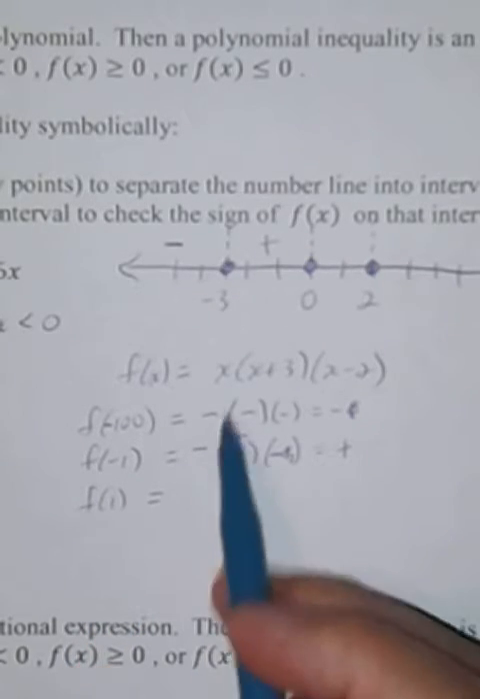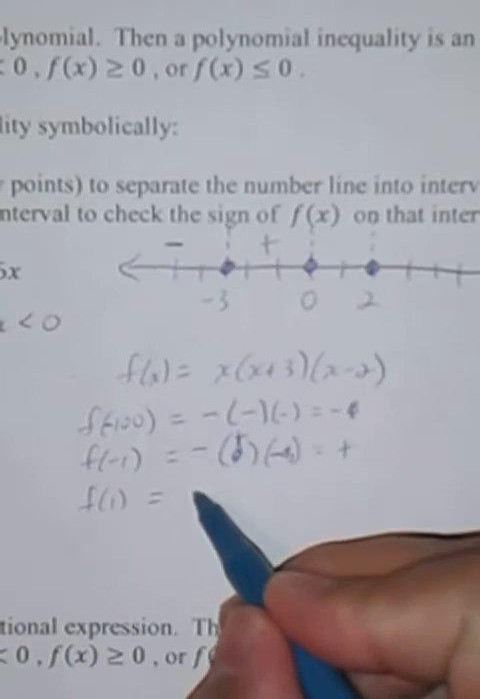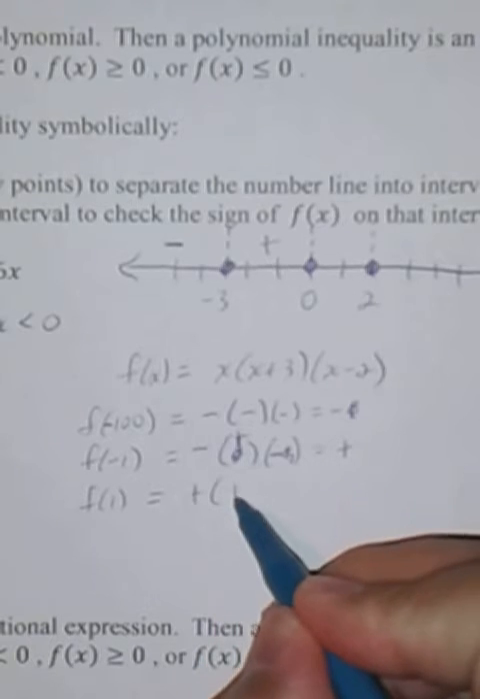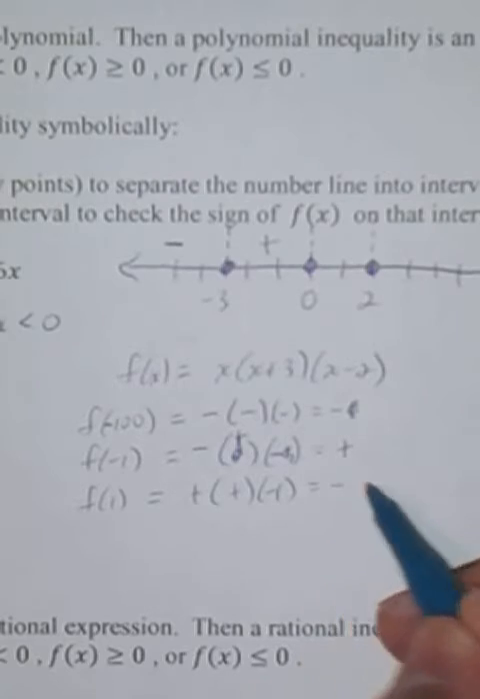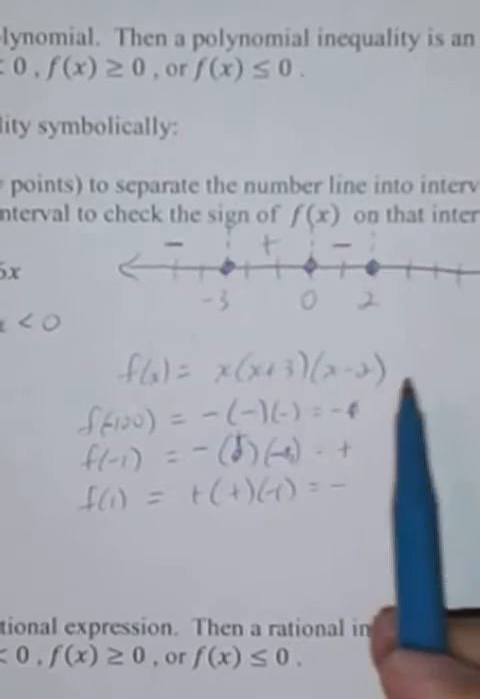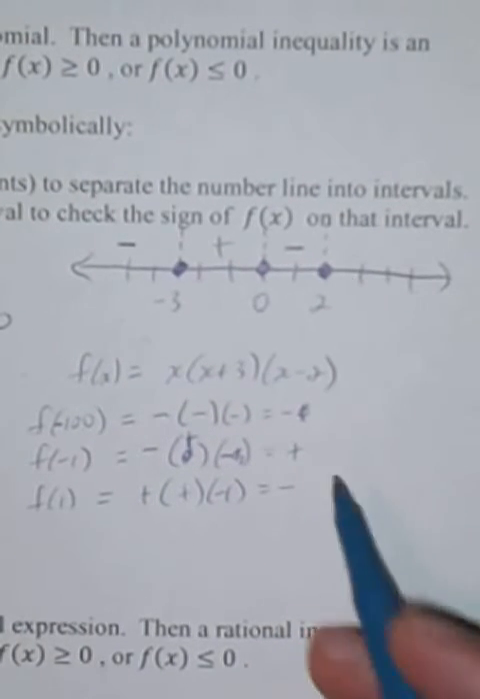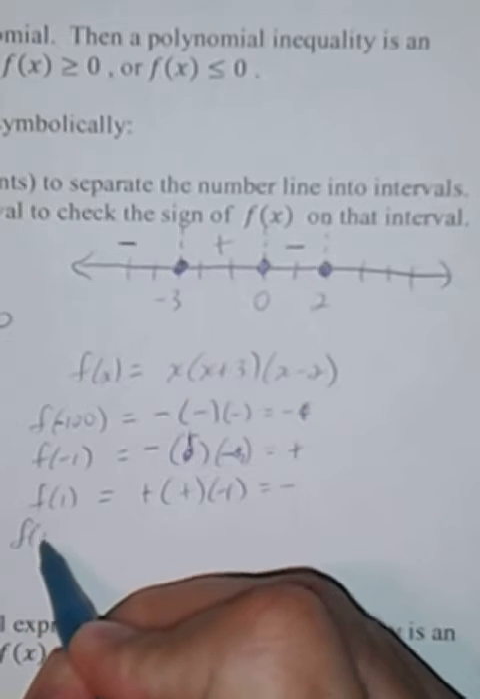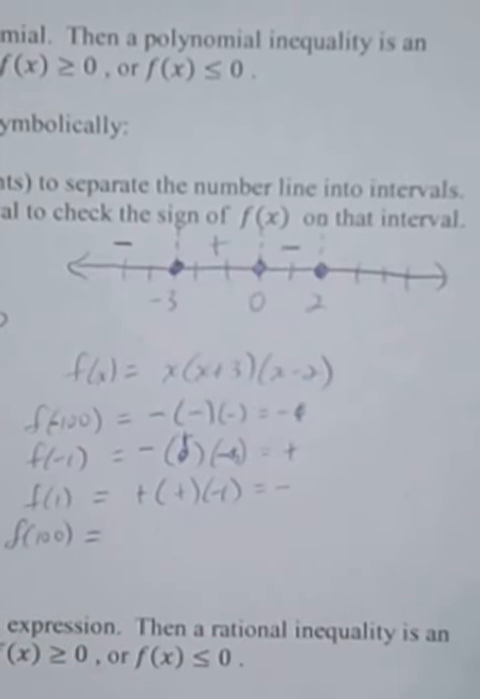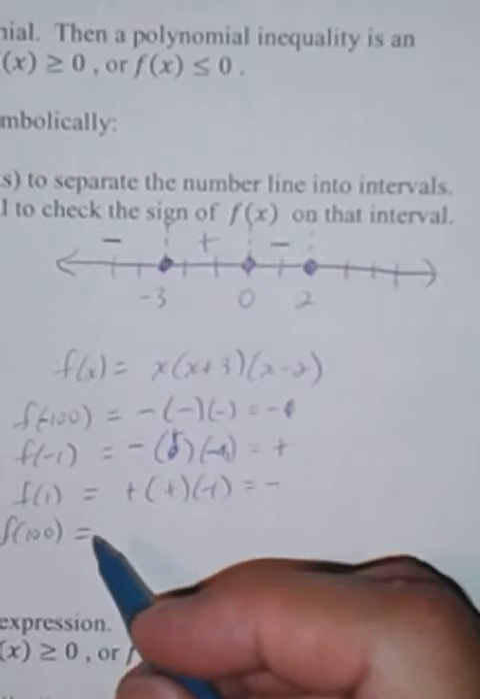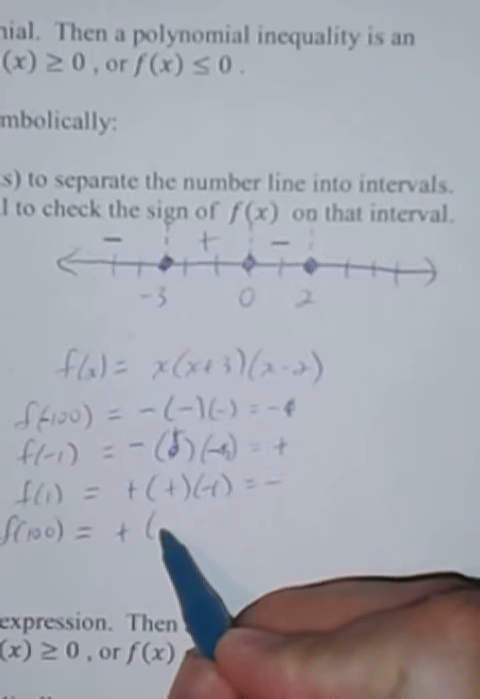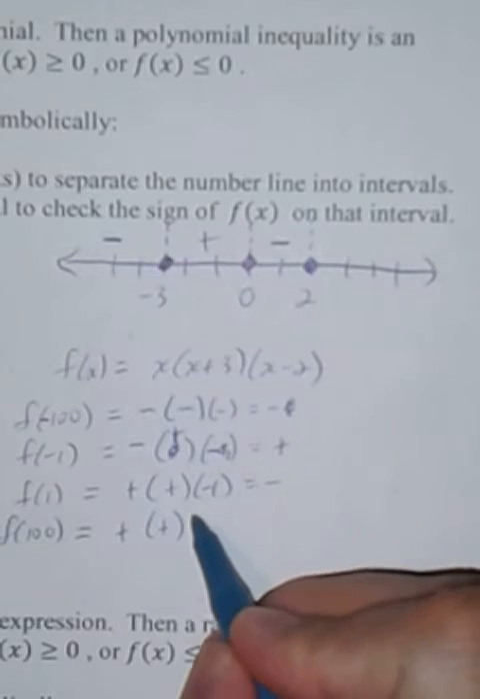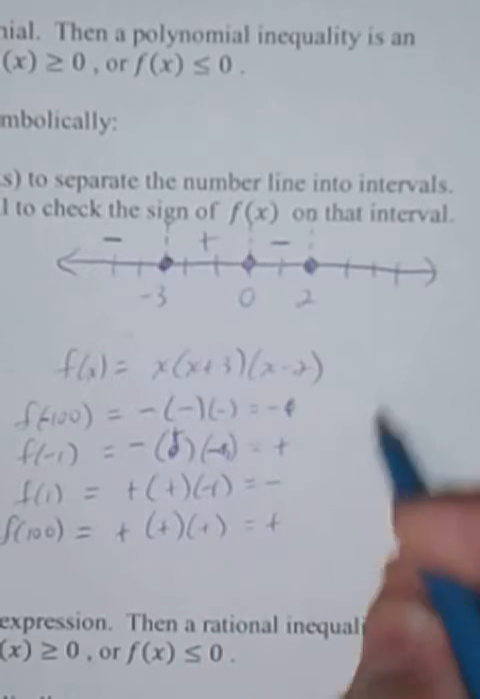Okay, so the first x is positive, x plus 3 is positive, x minus 2 is negative, and that gives us a negative result. Okay, and then finally from 2 to infinity, I'm going to pick 100. Notice 100 just makes it easier for me to figure this out. So the first one will be positive because it's positive 100. Then 100 plus 3 is positive, and then 100 minus 2 is positive. So the result is positive.